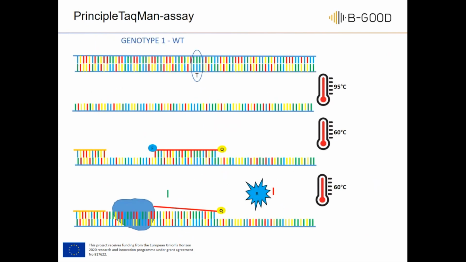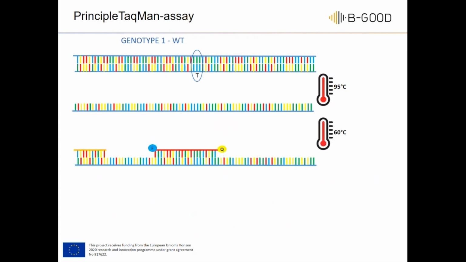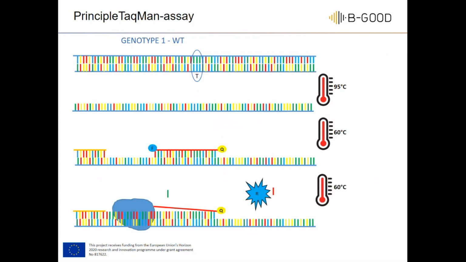Well, here is the reaction. I will guide you step by step. We begin by denaturing our template at high temperature. At 60 degrees, the probe and primers will bind to specific sequences in the template. Then, the polymerase finds the primers and starts the PCR extension phase by building in nucleotides.